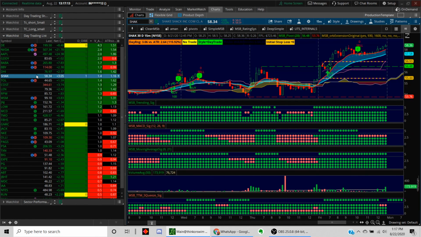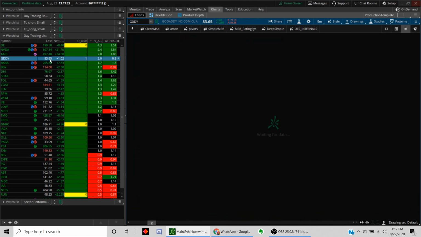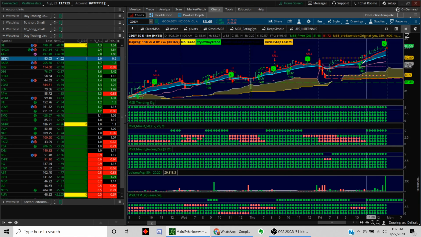And the list goes on, right? So you can go ahead and start looking at each of these stocks inside the list. Let's look at GoDaddy and see if it had a buy signal. It had a buy signal as well, which was profitable.